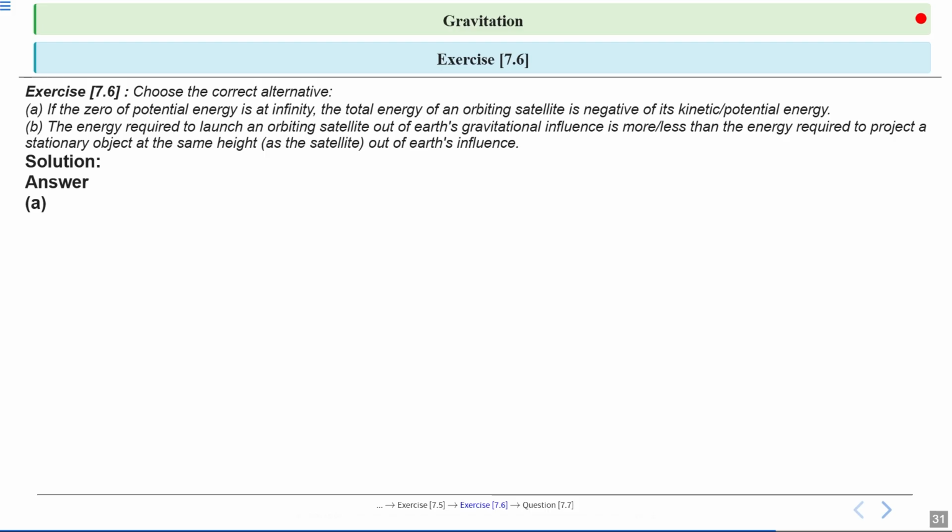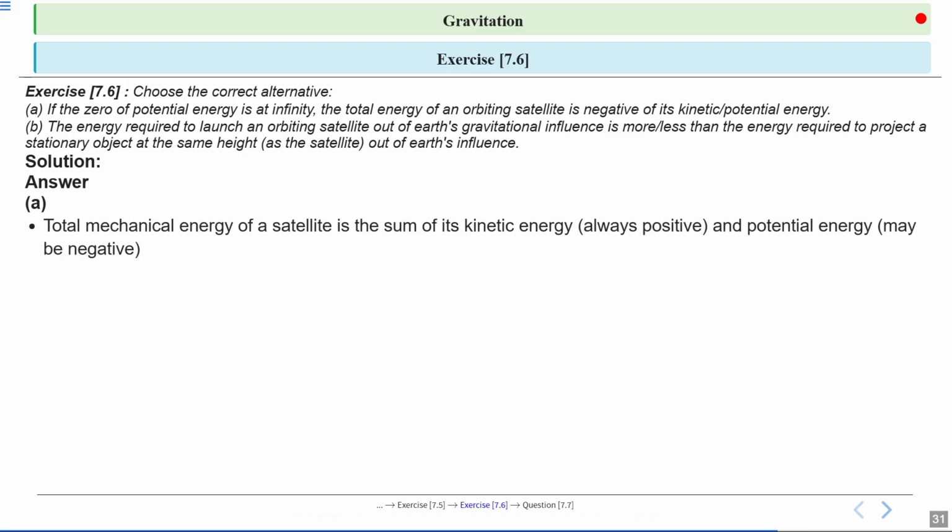A. For part A, we need to understand the relationship between total energy and kinetic or potential energy for an orbiting satellite. So total mechanical energy of a satellite is the sum of its kinetic energy, always positive, and potential energy, which may be negative. So at infinity, the gravitational potential energy of the satellite is zero. This is an important concept because it sets the reference point for potential energy in gravitational fields.